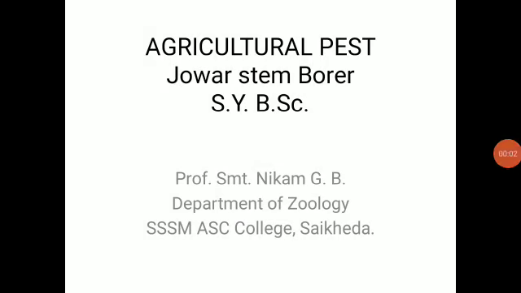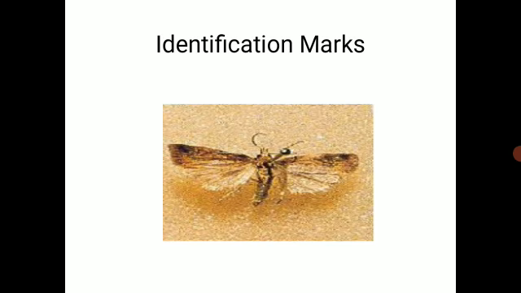Hello students, welcome back. Today we start with the next topic, that is different types of agricultural pests. From various agricultural pests we study a few, like the Jawar stem borer. These are certain major pests which actually affect the agriculture of India, and since then we call them agricultural pests. Here we first start with the Jawar stem borer.